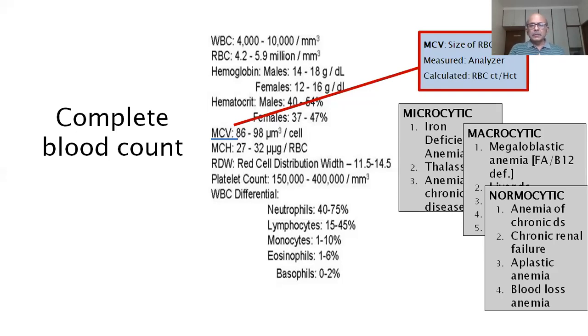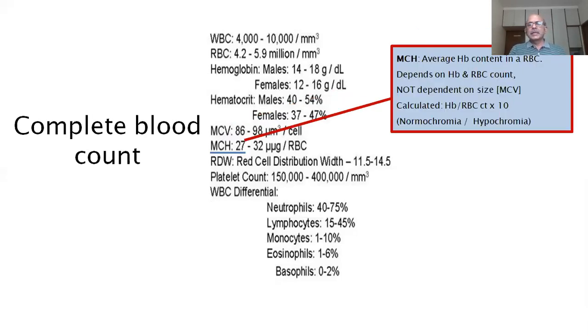The next parameter which is calculated by the machine is the mean corpuscular hemoglobin. People often get confused between mean corpuscular hemoglobin and mean corpuscular hemoglobin concentration. So please concentrate on these terms. Mean corpuscular hemoglobin means the average amount of hemoglobin in the RBC. So it depends on the hemoglobin content and the RBC count. It does not depend on the size of the RBC.